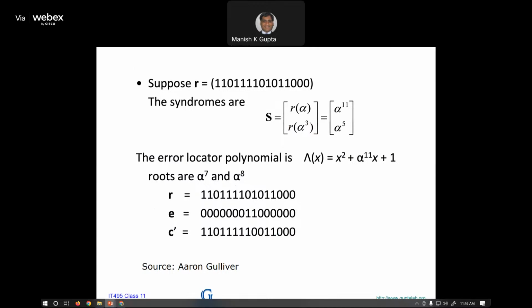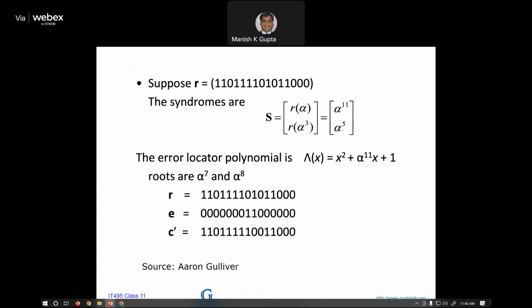how errors are corrected. Suppose R is the received vector like this. Syndrome is R of alpha, R of alpha cube, right? R(x) is a polynomial evaluated at alpha. The only thing you need is to know what you are doing when you are handling polynomials and vectors. R of alpha turns out to be alpha raised to 11. R of alpha cube turns out to be alpha raised to 5.